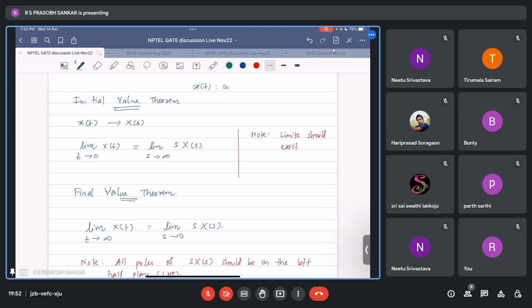x of t is a continuous time signal, and X of s is the Laplace transform of x of t. This is the setting. Now, these two theorems allow us to calculate the initial and final value of the time domain signal. This is the initial value theorem. What it says is that the limit of t going to 0 of x of t is given by the limit of s going to infinity of s times X of s.